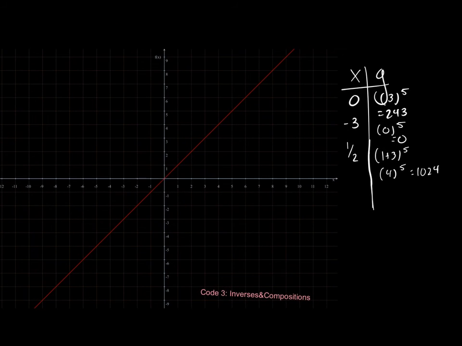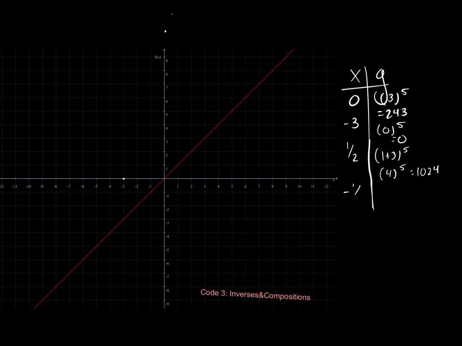So we're going to graph. So we plot 0, and at 0 we have 243. So that's somewhere up in this area. And then at -3, we have a 0 here. So -3 is 0. And then at 1/2, we have 1024. So we're actually on this side much, much higher.